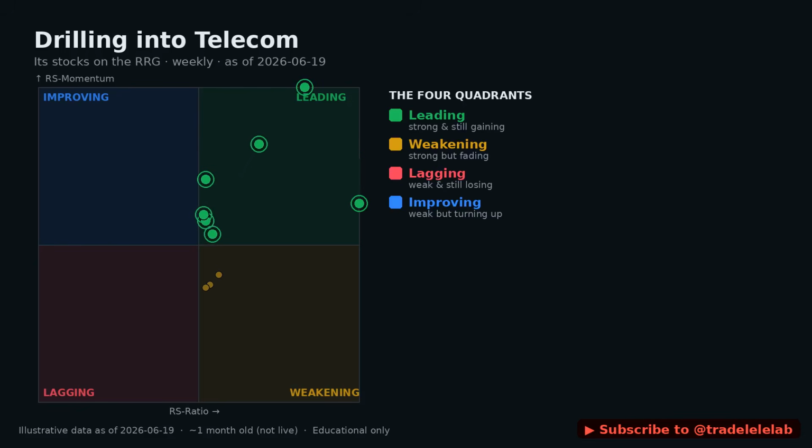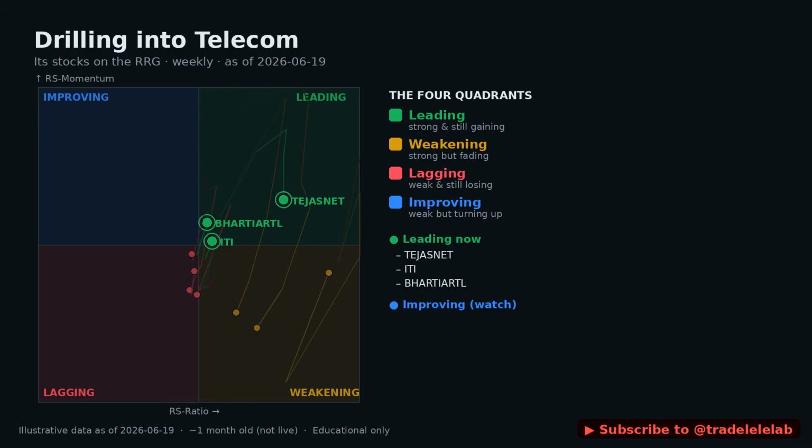Here we have drilled into the telecom sector, one of the stronger sectors from our earlier chart, and plotted its individual stocks on the same graph. Now we are comparing each stock, not to the whole market, but within its sector context. The stocks in the green leading quadrant are the strongest names carrying the sector. The ones in the blue improving quadrant are the up-and-comers to keep an eye on. And notice the highlighted rings around some dots, those are the high potential names.